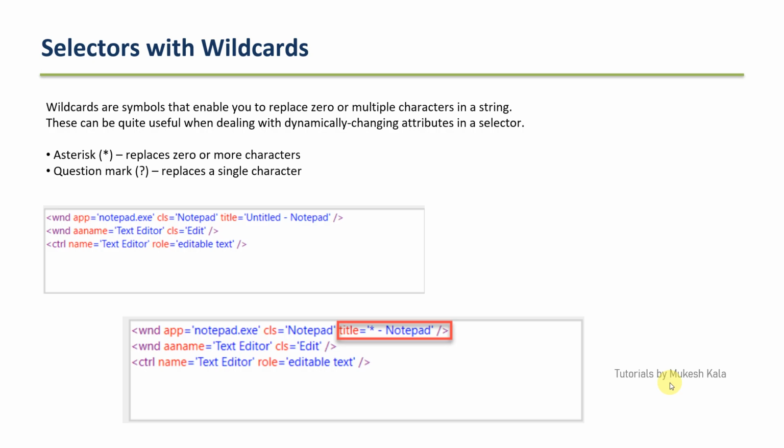Whenever we are working with selectors, you always have a requirement to make the selector dynamic, right? And to make the selector dynamic, we can use the asterisk and the question mark. The asterisk replaces 0 or more characters, whereas the question mark replaces only a single character, right? So as you can see here, I have used an asterisk. This is going to replace 0 or more characters, whereas the question mark is only going to replace a single character, right? So that is how we use wildcards in selectors.